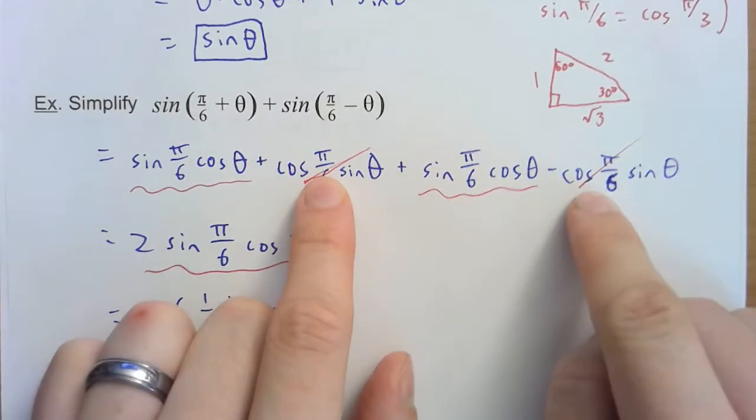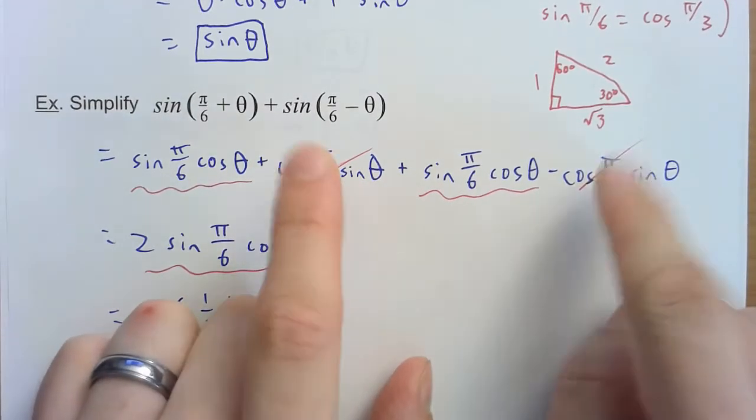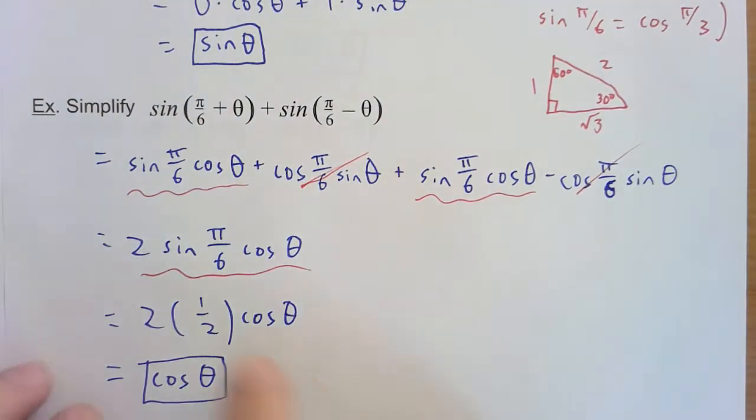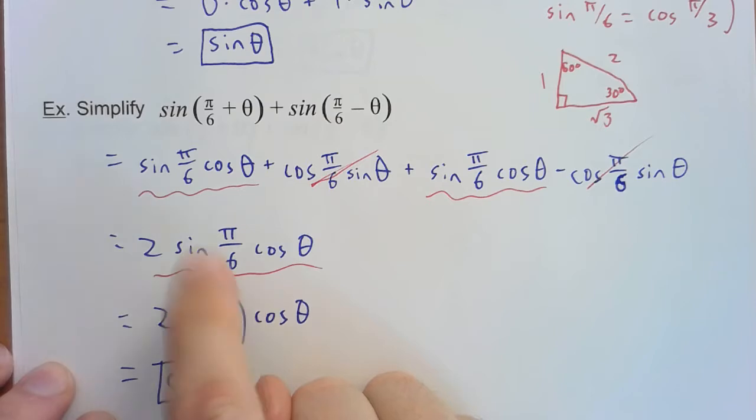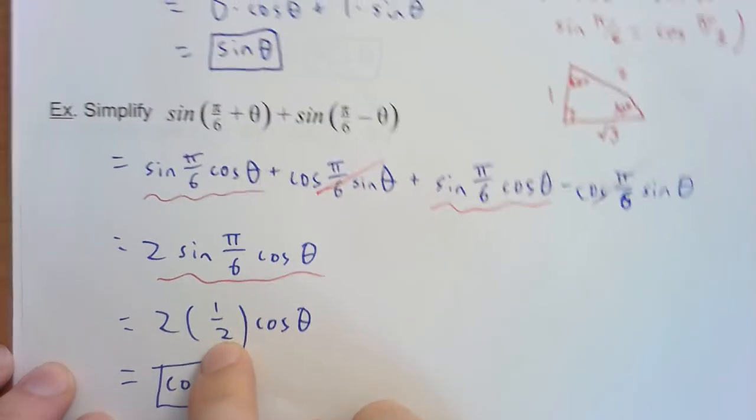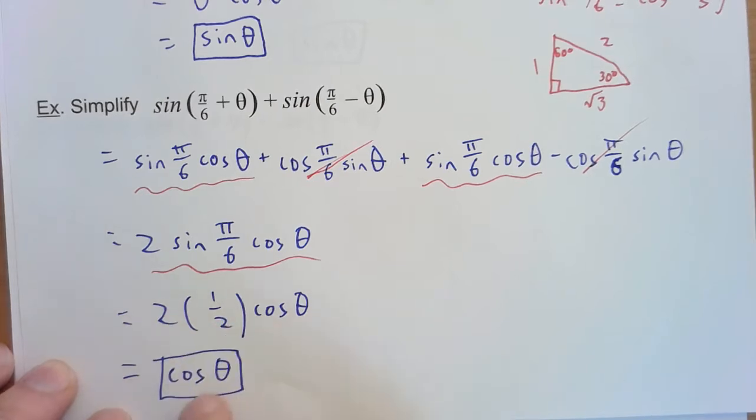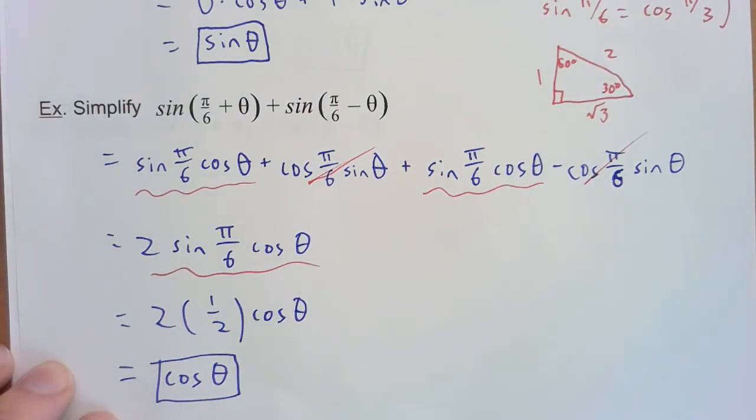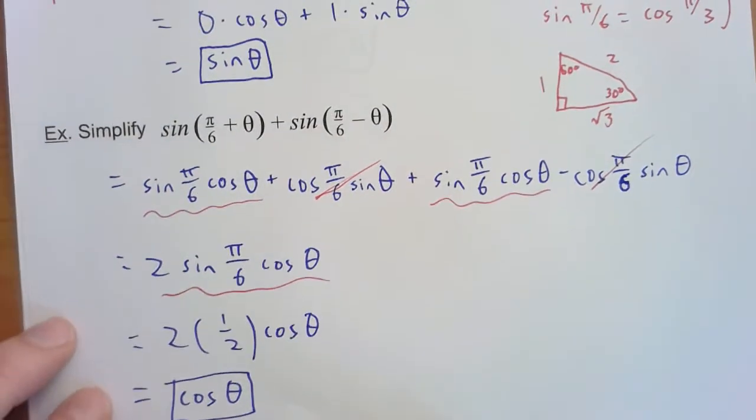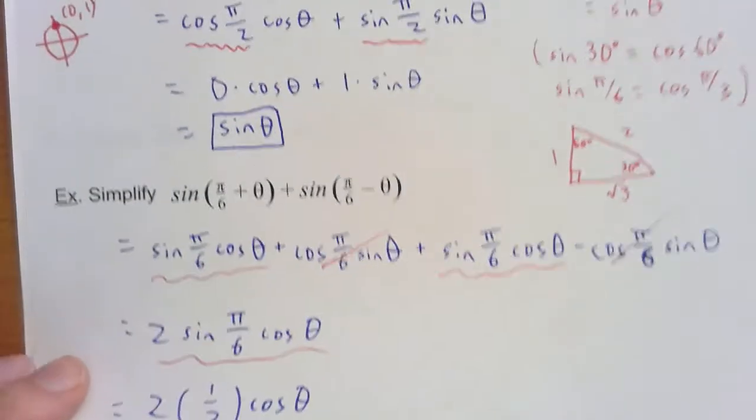This is like x minus x cancels out. Same thing, but one positive, one negative. They cancel each other out. And then again, the ones with pi stand out. Those are actually numbers. You can figure out sine of pi over 6 is a half. 2 times a half is 1, and we just get cosine theta. All right. So these are the sum and difference identities we've been using.